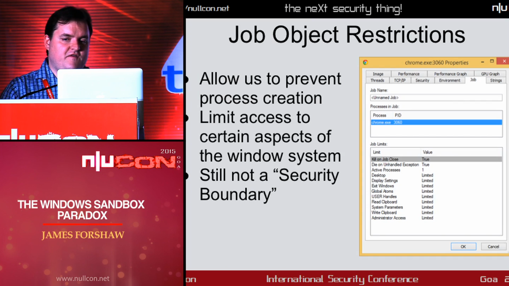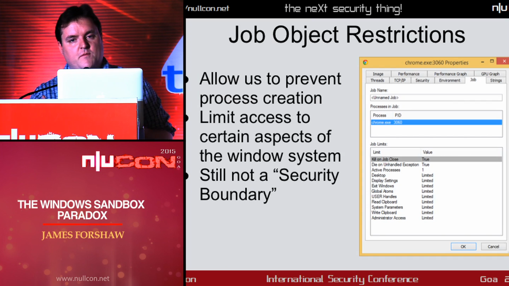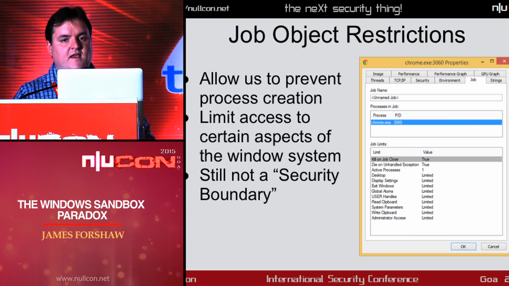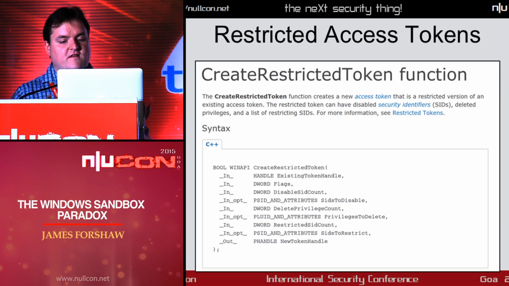So we can add some extra features. For example, if we want to block access to the windowing system, one of the things we can do is apply job object restrictions. But this also isn't a security boundary. So again, if bugs are found, there's no guarantee Microsoft will actually fix it in the operating system.